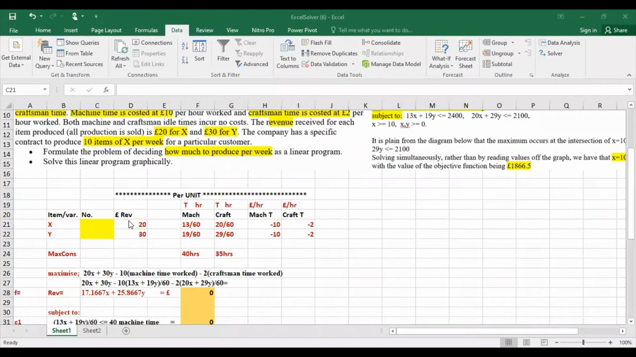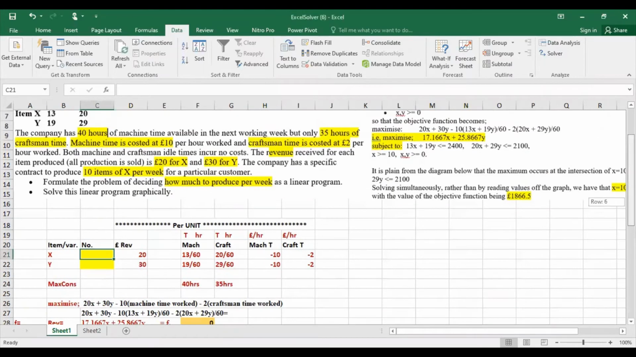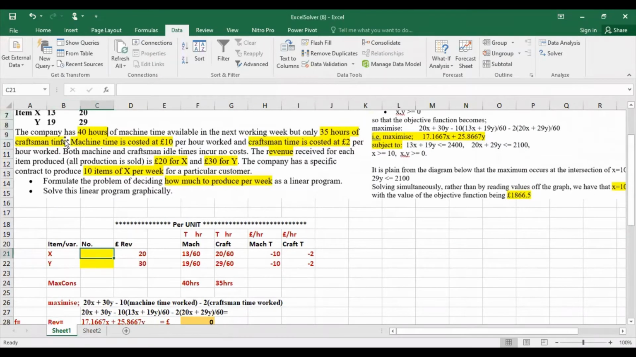Then the revenue is 20 for X and the revenue for Y is 30. For the machine time, you have to take 13 and 19. I have taken 13 here and 19 here, and divided by 60 because it is given in minutes, so I convert it to hours. So this is the machine time in hours, and this is the craftsman time, 20 divided by 60, 29 divided by 60. It should also be converted into hours, so I divide by 60.